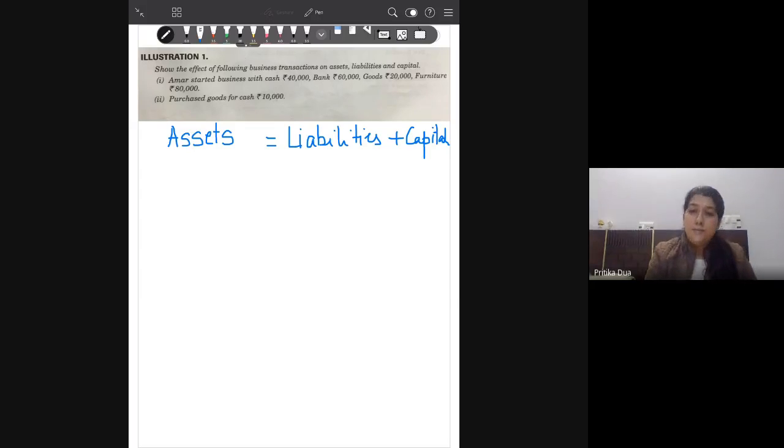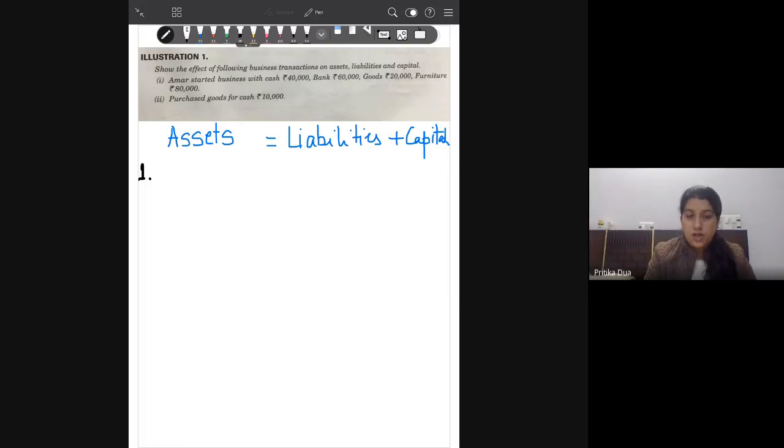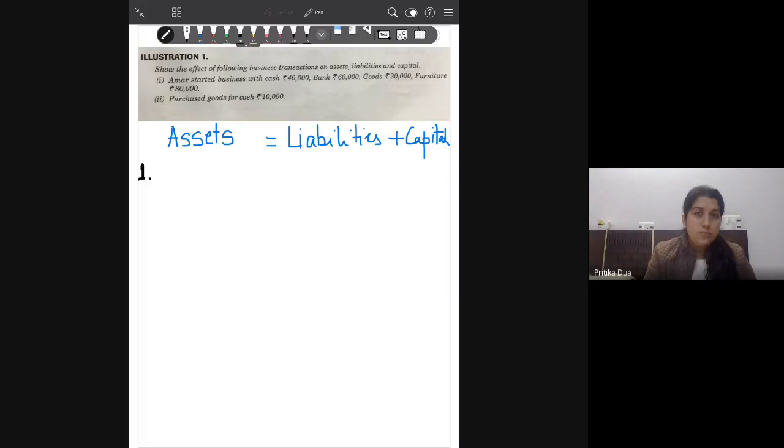Okay, and at every step, we will verify the equality. Okay, let us start with the first transaction. First transaction says, okay, now Amar started business with cash 40,000, bank 60,000, this is the bank balance, goods 20,000, furniture 80,000. अब जब आप बिजनेस स्टार्ट करते हो, ओनर जो इनिशियल जो भी कैश जो भी एसेट लाता है वो कैपिटल होता है. ठीक है, कैपिटल कैन बी ब्रॉट इन द फॉर्म ऑफ कैश एंड other assets.